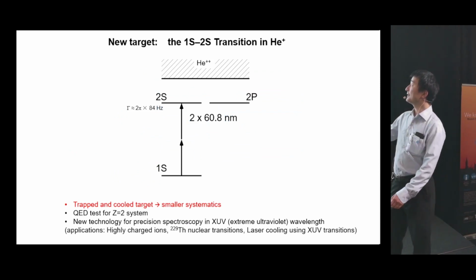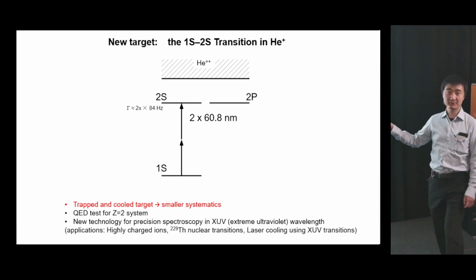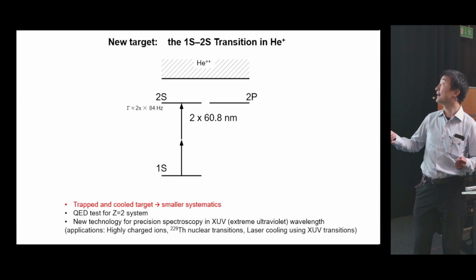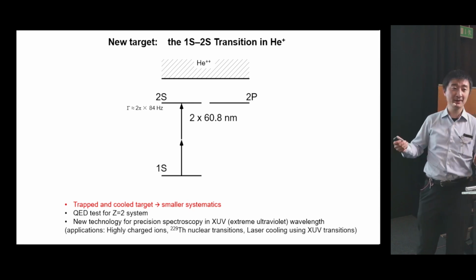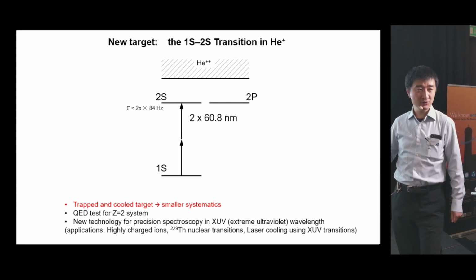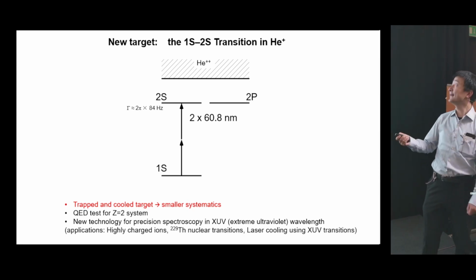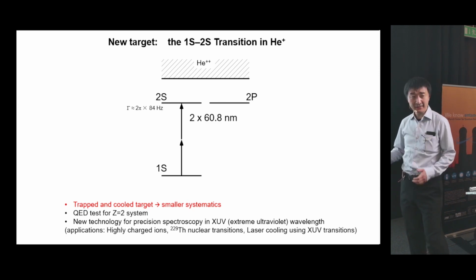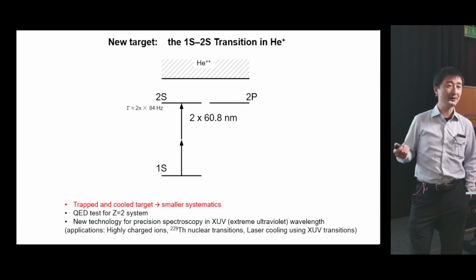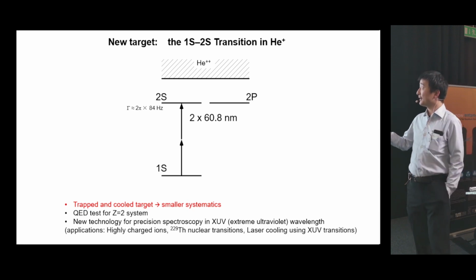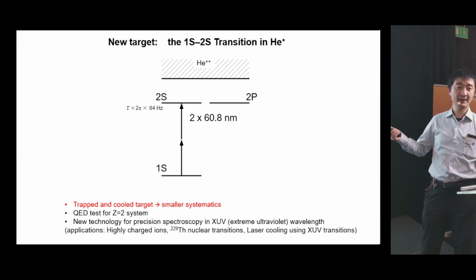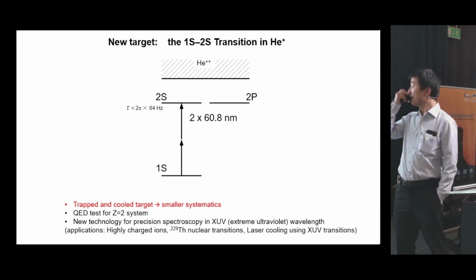Our new target is the Helium-plus 1s-2s transition. Helium-plus is not hydrogen, but if you look at its structure, it's very similar to hydrogen. The only difference is that the nuclear charge is twice larger than hydrogen. Basically, we can use exactly the same theoretical descriptions of hydrogen for Helium-plus. And this is an interesting new target to investigate the proton charge radius puzzle.